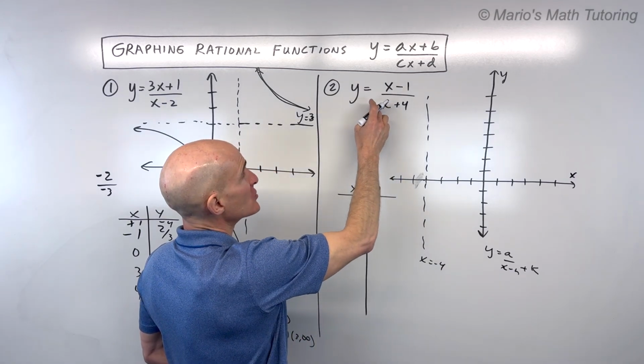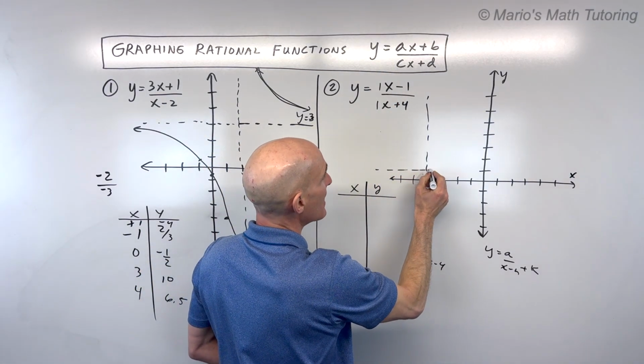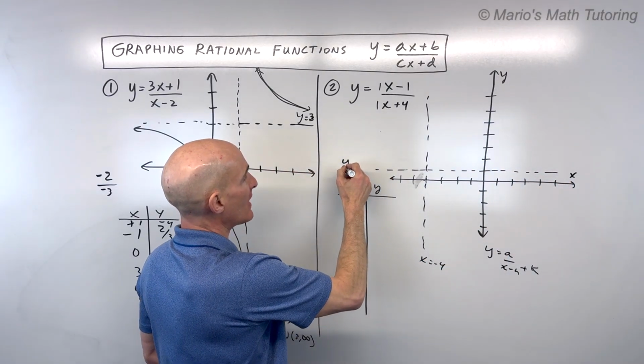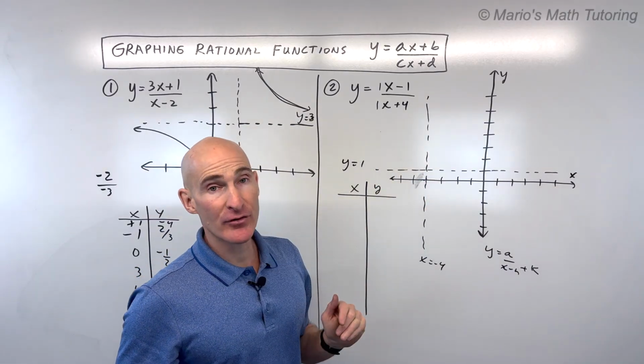The ratio of the coefficients A over C, that's y equals 1. That's our horizontal asymptote. That's right here. Remember, y equals lines are horizontal lines. And then what I would do is I'd pick some points on either side of that vertical asymptote.